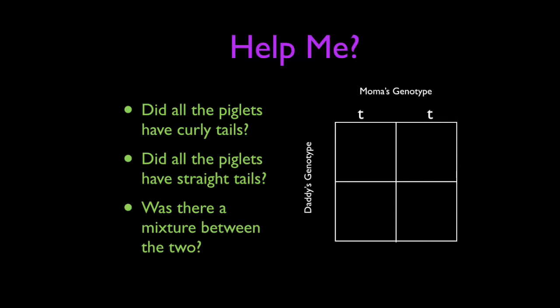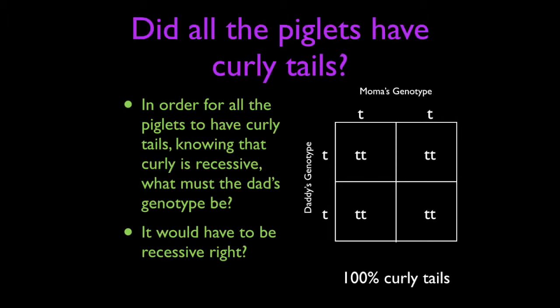Luckily, Farmer Jamie has a really smart girlfriend when it comes down to genetics and how to perform these crosses. So she addressed him with some important questions. First off, did all the piglets have curly tails? Did all the piglets have straight tails? Or was there a mixture between the two? This is going to help us determine what the dad's genotype might be.